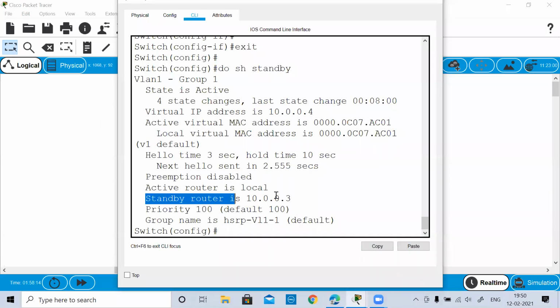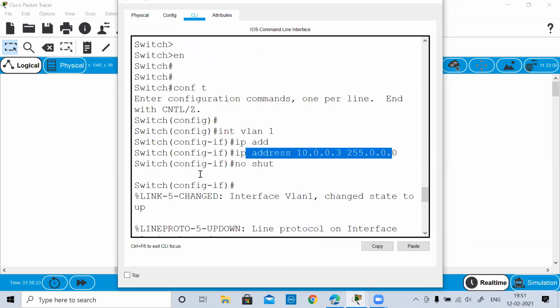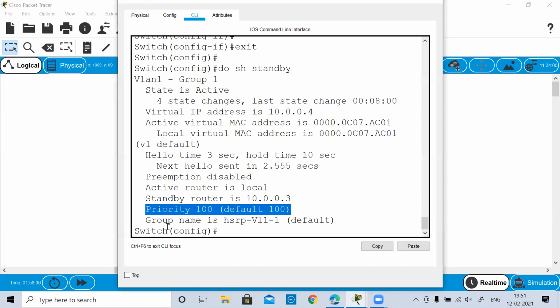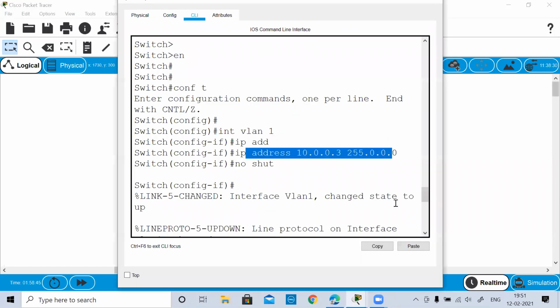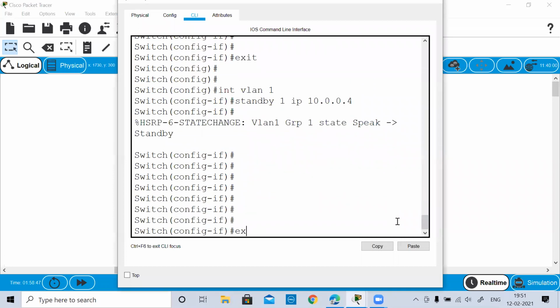So it says who is the standby router and what is the priority. The default priority is always 100. So you can go and change the active router. In this case, it has selected 10.0.0.2 as the active router. Okay, let's say I don't want this router to be active. I want this router to be the active router. So what I can do is change the priority value, because as I just mentioned, if I change the priority, I will be able to make it the active one.